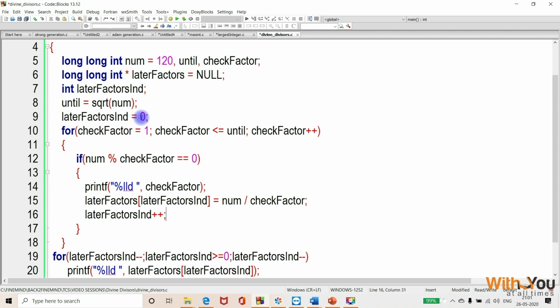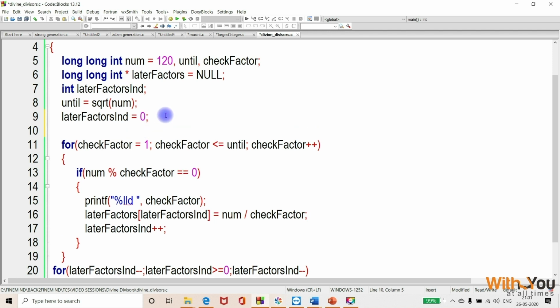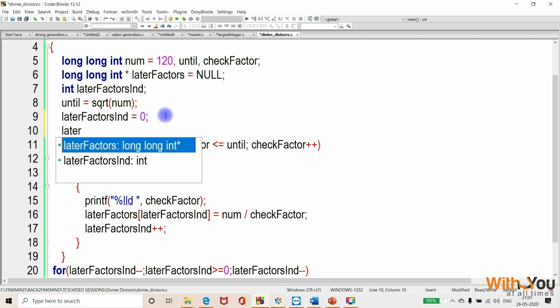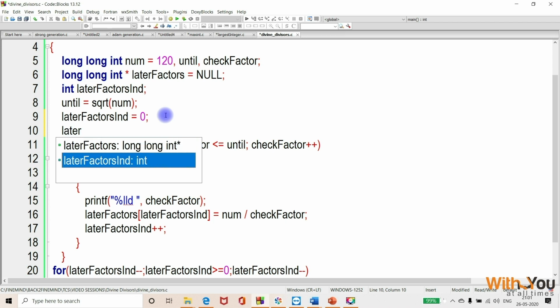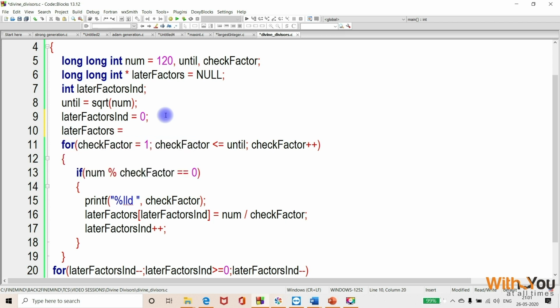Remember the PPT, what it did? Do not forget to buy memory. Did we buy memory? No, we didn't. That is the problem. So later factors is equal to what? We need to buy memory. Let's buy memory. How much? Whom do we use? We'll use malloc.